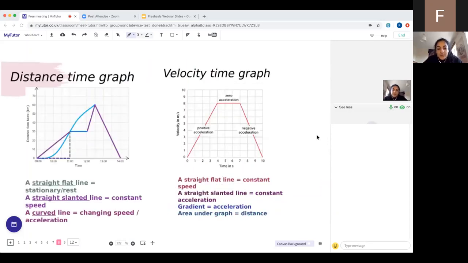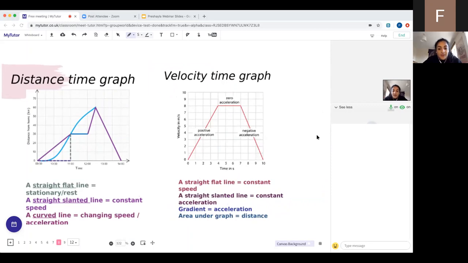For a velocity time graph, a straight flat line means a constant speed. So it can get very confusing, which means we need to double check what graph we're working with. Because a straight slanted line on a distance time graph means a constant speed, but a straight flat line on a velocity time graph also means a constant speed. So the purple line here means the same thing as this red flat line here.